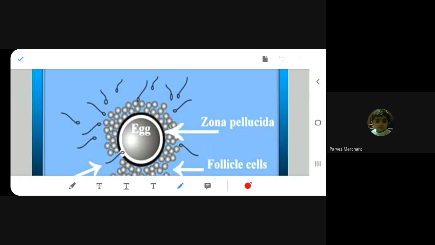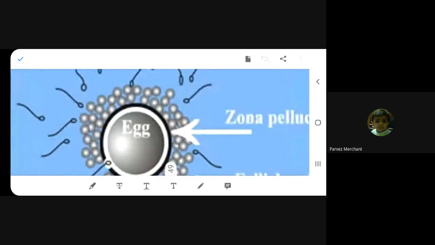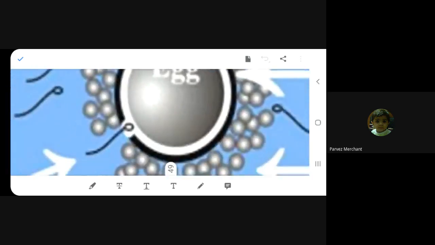Only one sperm is taking an entry. Can you see this over here? Now I will magnify it so you will be able to understand. See over here, it is penetrating. It is going inside. Can you see this over here? Yes, it is going inside.